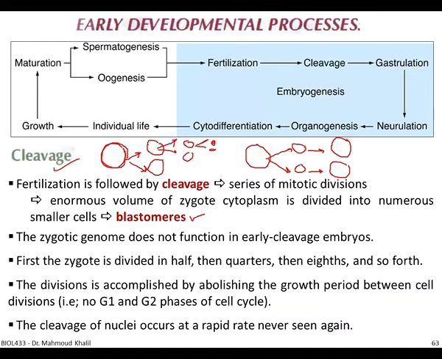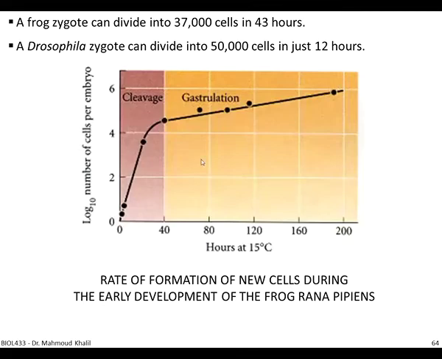Yes. Okay. So let's see here. You can see here that a frog zygote can divide into 37,000 cells in just 43 hours, while a Drosophila zygote can divide into 50,000 cells in just 12 hours. And you can see in this graph, the x-axis has hours at 15 degrees, which is the optimum temperature for the development of this embryo, and on the y-axis you have the number of cells per embryo.